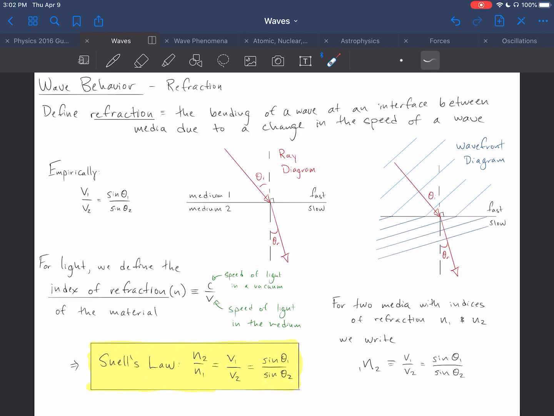For light in particular, though, we define something else. We define the index of refraction n of the material. And the index of refraction is defined to be the ratio of the speed of light in a vacuum to the speed of light in the medium itself. Refraction is due to the fact that waves slow down. Somewhat surprisingly, perhaps, light slows down in other media. So light slows down in water and in glass and in virtually any transparent medium.